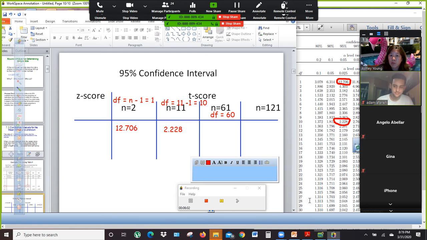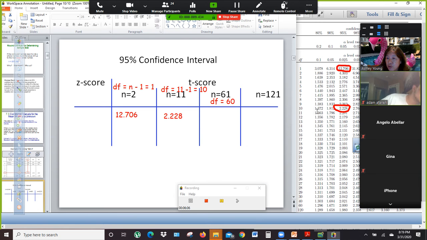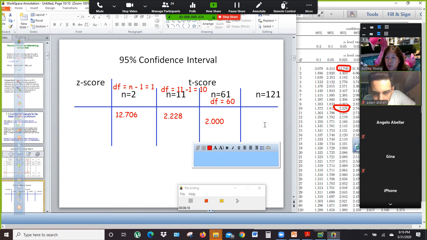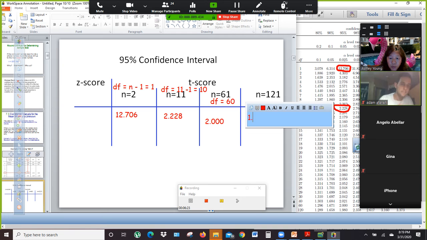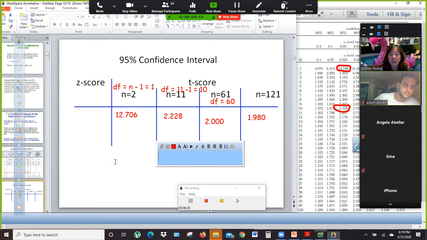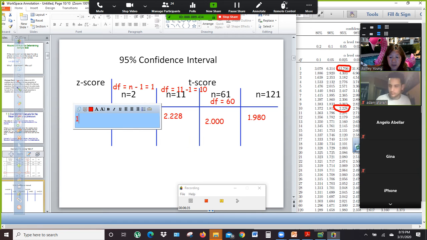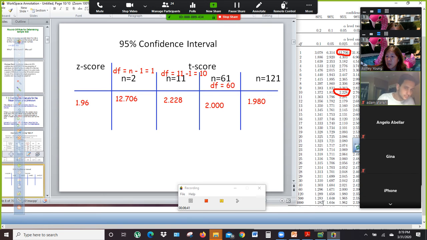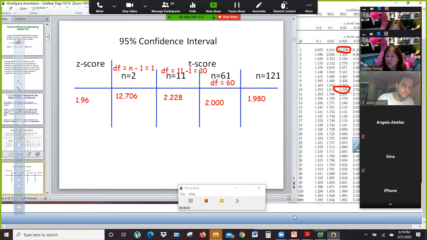n minus 1. So I'm going to slide down here. Oops, that wasn't on your sheet. If you scroll down, you'll see it, 60, 2.000. And then for 121, my degrees of freedom would be 120. Looks like 1.980. So the cool thing is, you'll notice, what was my z-score from my 7.1 notes? It was 1.96. And the great thing is, if you look at the very bottom row of your t-table, I don't show it here, but it's infinity.